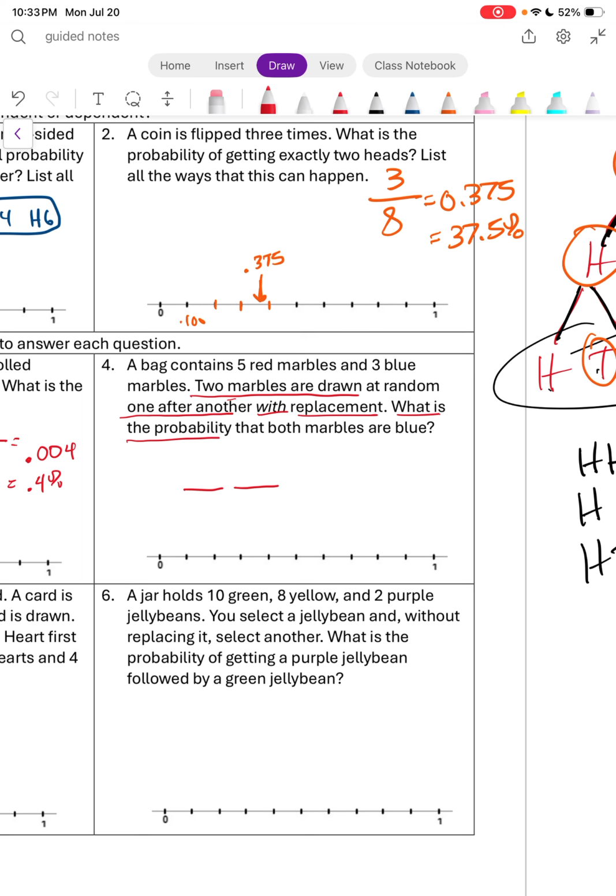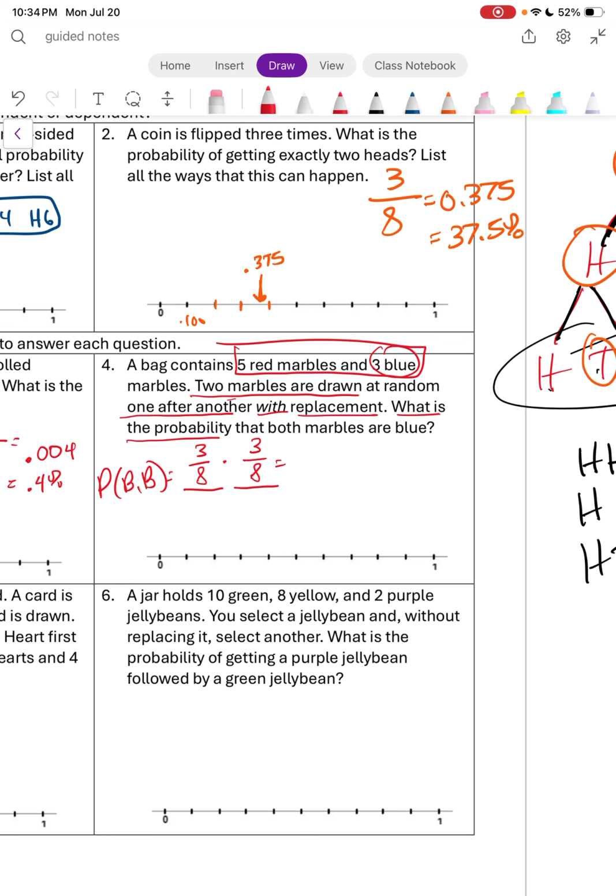And a lot of times we'll write it like this. The probability of blue. So what's the probability that the first marble you draw is blue? Well, how many blues are there? There's 3. How many total marbles are there? There's 8. So there's 3 blue out of the 8. So our chances of getting a blue is 3 out of 8. It's so important that that marble goes back in, because now the probability of our second blue is also 3 out of 8.